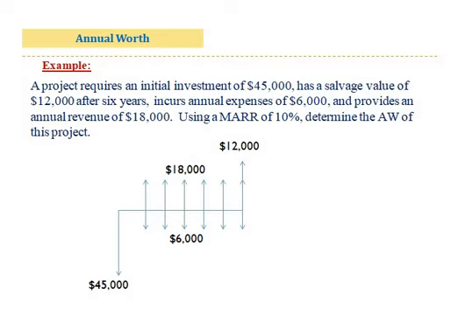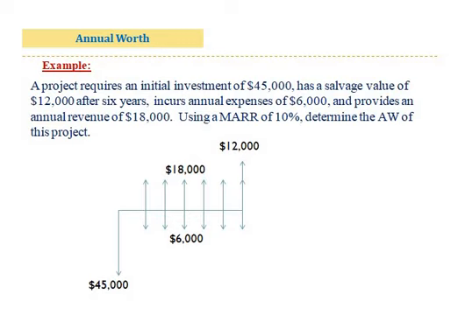So let's read the example together. Here we have a project that requires an initial investment of $45,000. So this is P. And we have a salvage value of $12,000 after 6 years. So this is F. We have annual expenses of $6,000. This is an annuity. And annual revenues of $18,000. Another annuity. Using a MARR of 10%, determine the annual worth of this project.